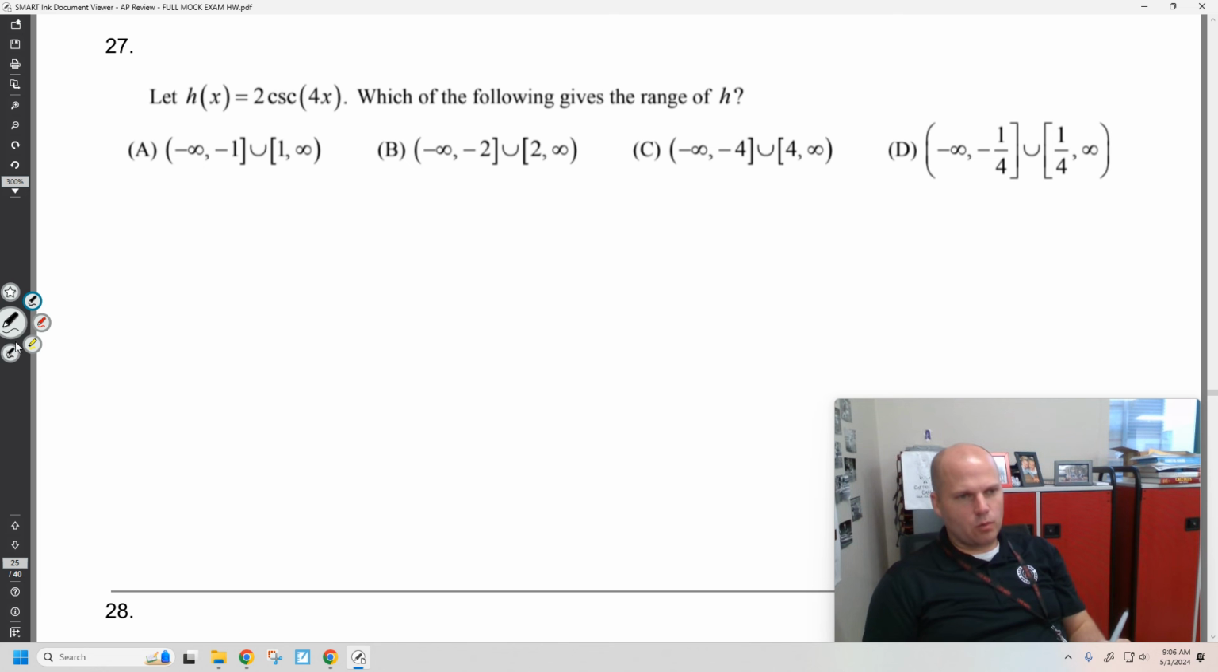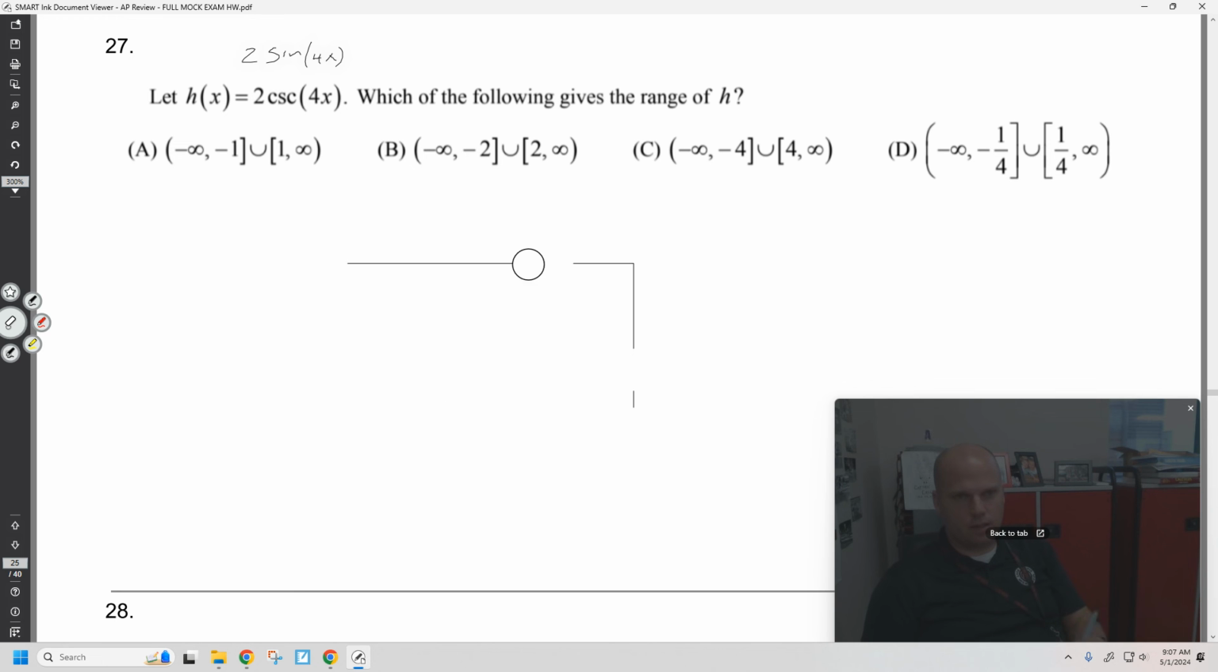We had this on our homework. How do I graph cosecant? I start with graphing sine. If I graph sine, I will know the y values that I will go up to. Then I will think about what happens if you flip or take the reciprocal of those y values. Many of you forgot this.